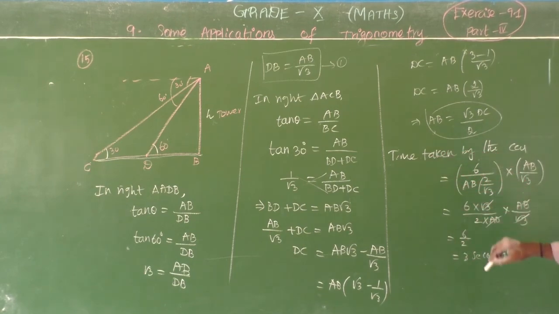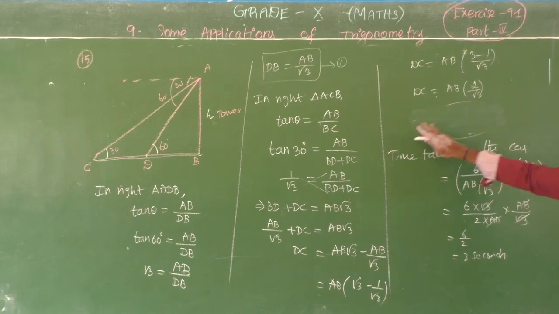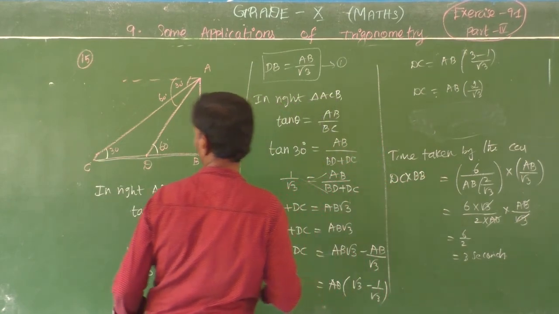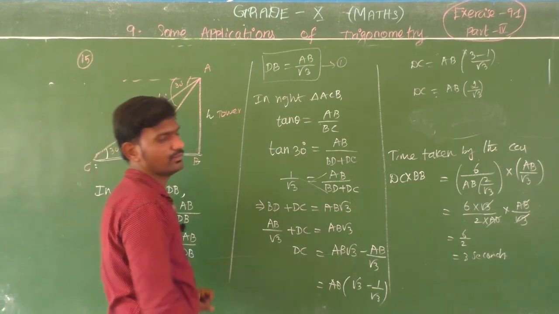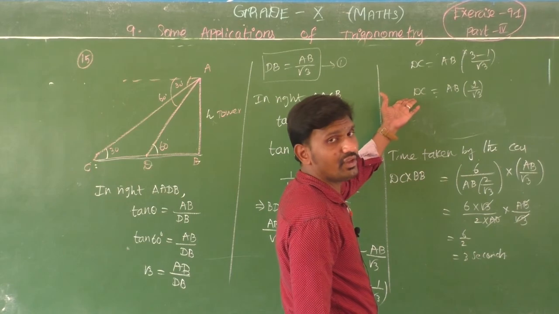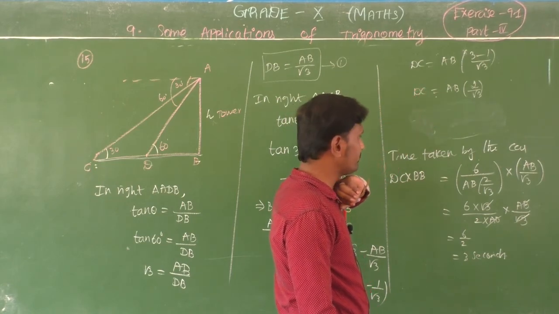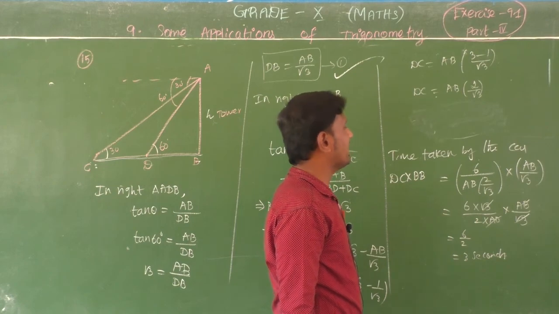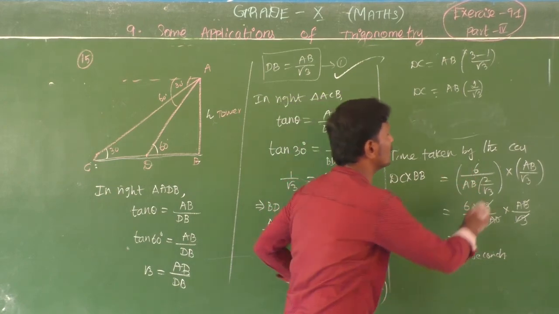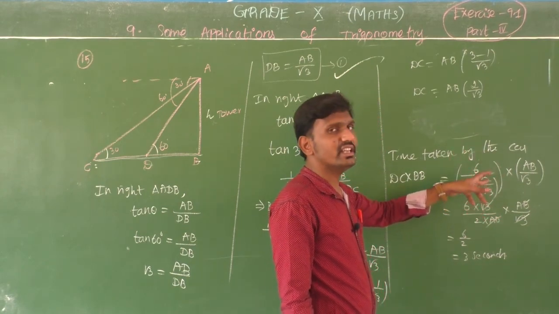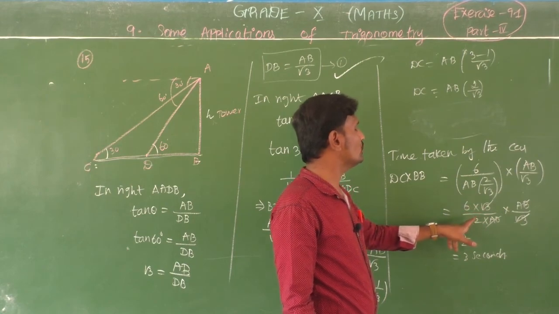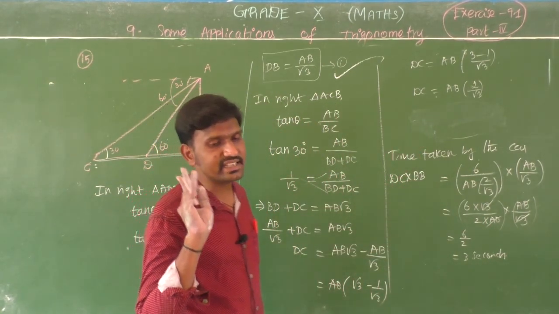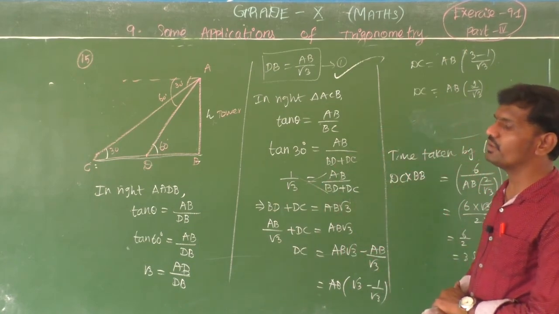So time taken by the car is equal to DC into DB, DC or CD into DB. DC is equal to AB into 2 by root 3, into DB, which is AB by root 3. Now I am going to take 6 by AB into 2 by root 3. Taking the reciprocal of 2 by root 3, the denominator comes to the numerator, so 6 into root 3 by 2 AB into AB by root 3. Simplifying, the final answer is 3 seconds. So that is your final answer.